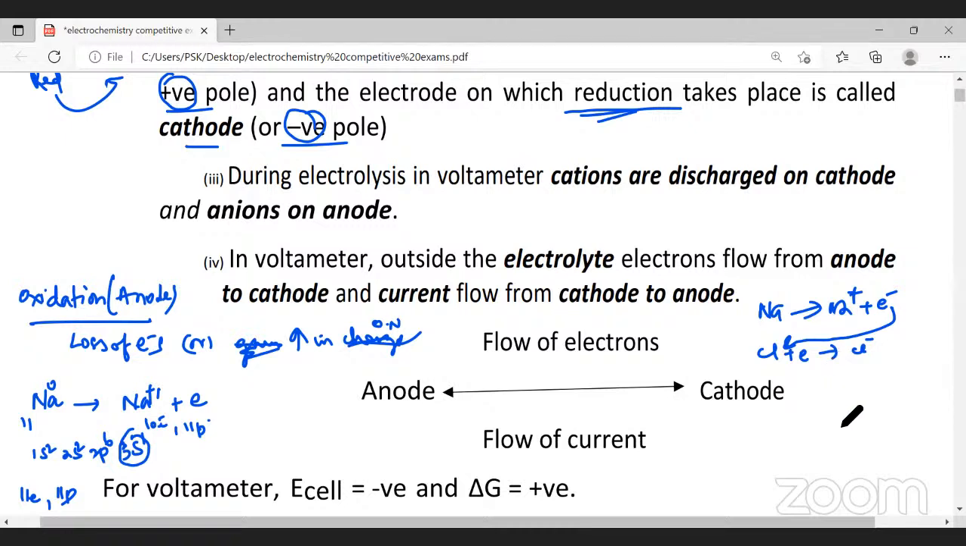Therefore, this reaction is called a redox reaction. What do you mean by redox? A redox reaction means a reaction in which both reduction and oxidation take place simultaneously. A reaction in which both reduction and oxidation take place is called a redox reaction.